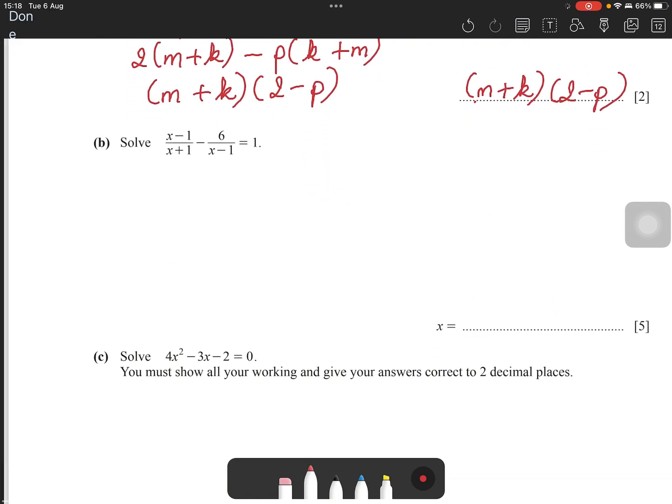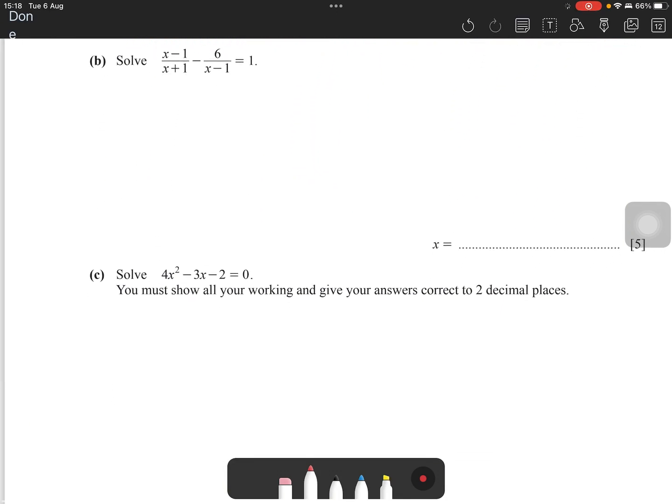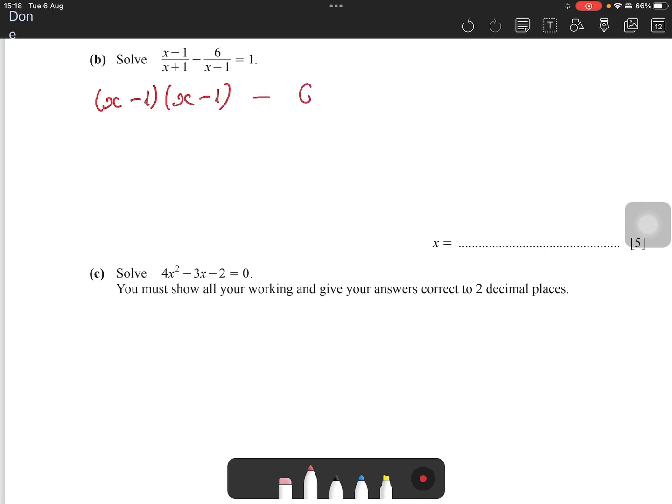Question B. Solve this equation. First, we see that they have different denominators, so we need to write it as the common denominator. X minus 1 multiplied by x minus 1, subtract 6 multiplied by x plus 1. And the common denominator is x plus 1, x minus 1, equals 1.